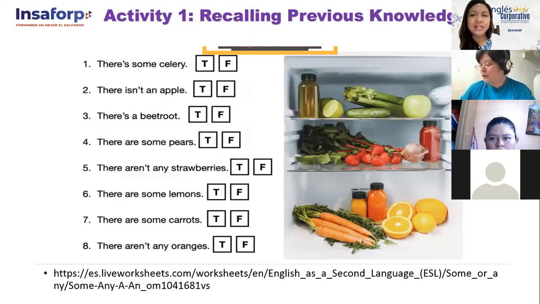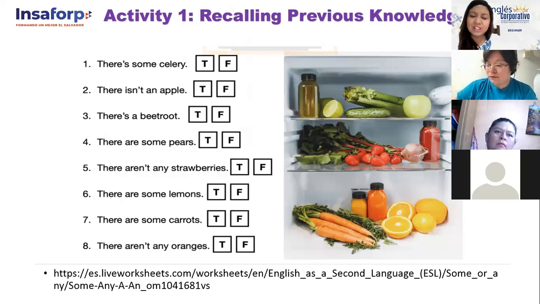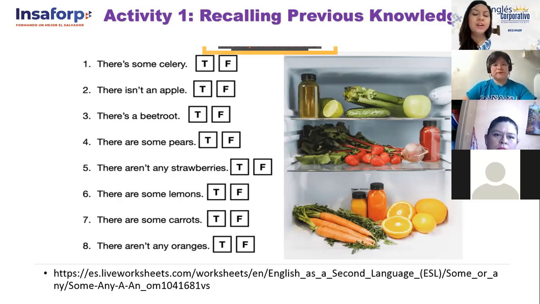So I have here like an exercise in which you have to look at the refrigerator, look at the fridge, look at the vegetables, the fruits, the juice, and other things in the fridge. You have to say if the statement is true or false, okay? So for number one, let me see, Juan, can you read number one and tell me if it's true or false, please?